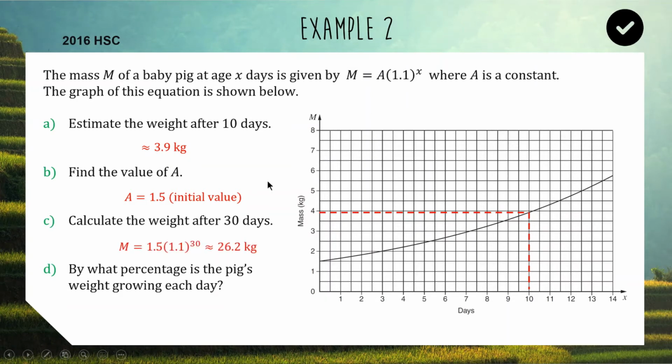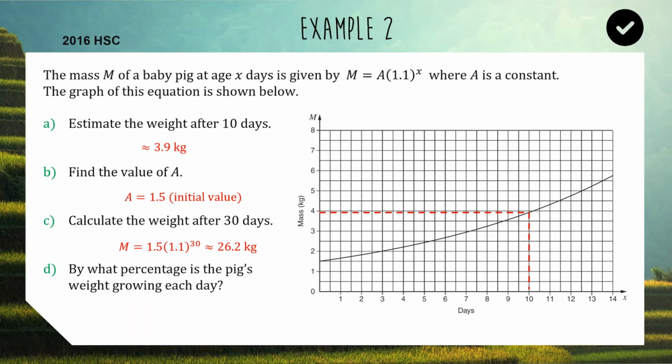We're just going to make the x the number of days we want, which for this question is 30. So we're doing 1.5 times 1.1 to the power of 30 days. That works out to be around 26.2 kilograms. So if we took this x-axis across another 16 spots, we would see this line going up to a height of around 26.2. Okay?